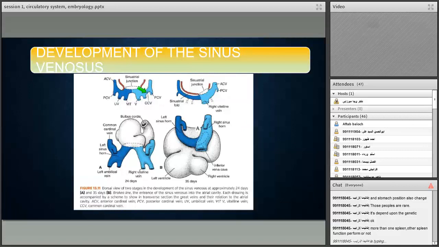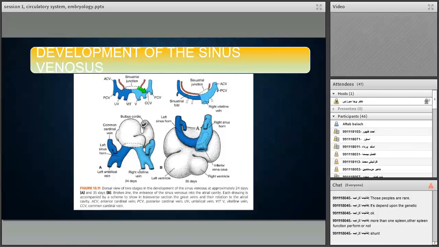What will happen? Some of these veins, for example umbilical and vitelline, will obliterate. Which ones? One of these veins which will obliterate is the right umbilical vein. Look at here. The right umbilical vein is obliterated, and also the left vitelline vein during the 5th week.